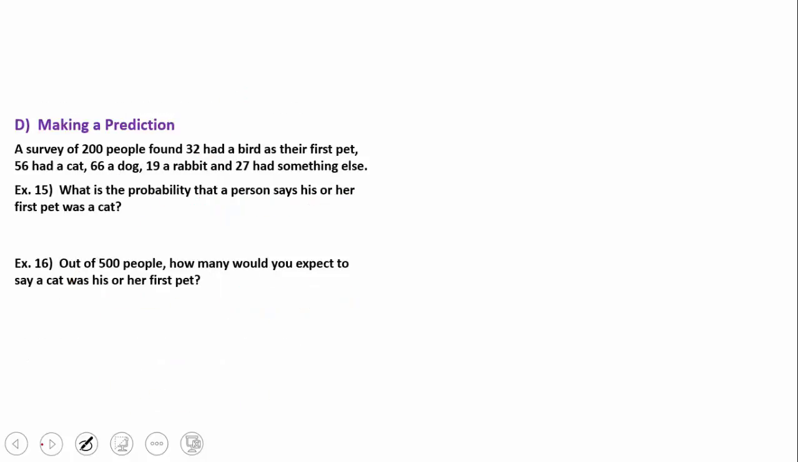All right, use it to make a prediction. A survey of 200 people found 32 had a bird as their first pet, 56 had a cat, 66 had a dog, 19 a rabbit, 27 had something else. What is the probability that a person says his or her first pet was a cat?